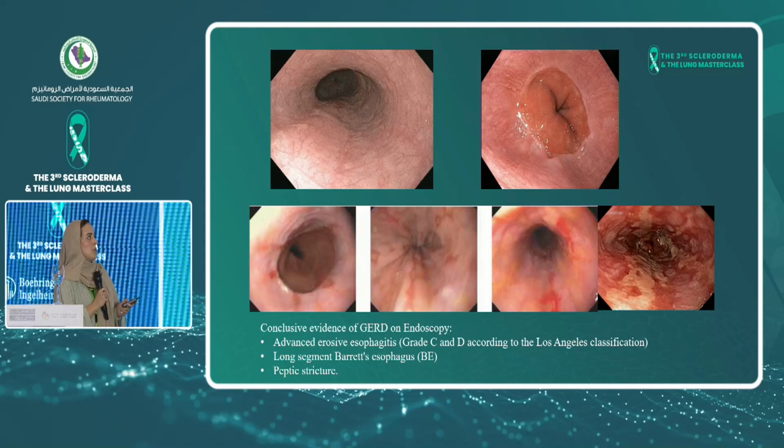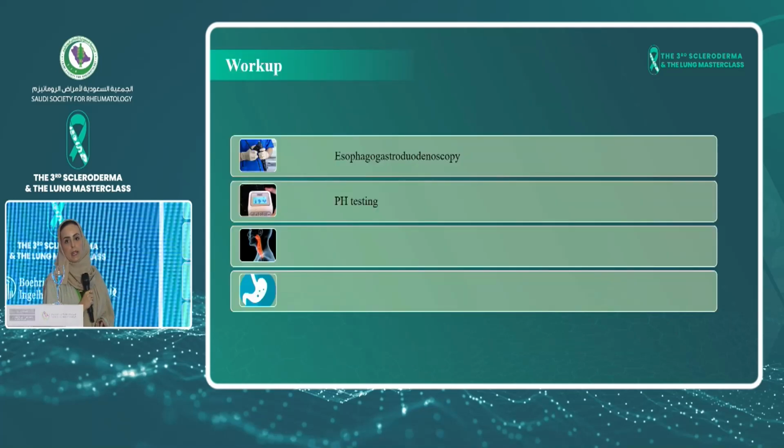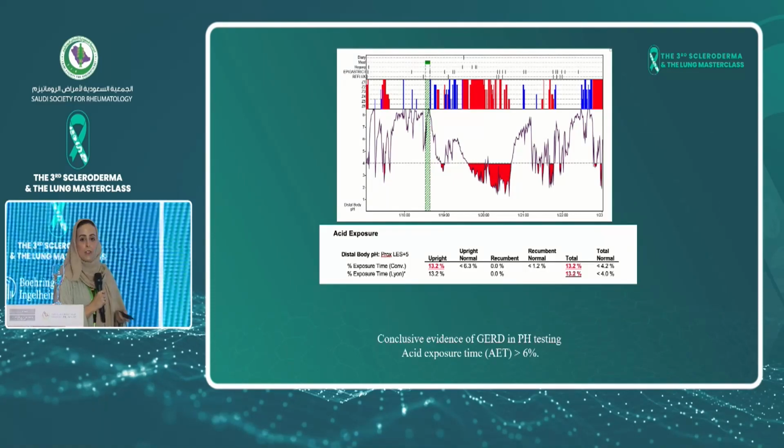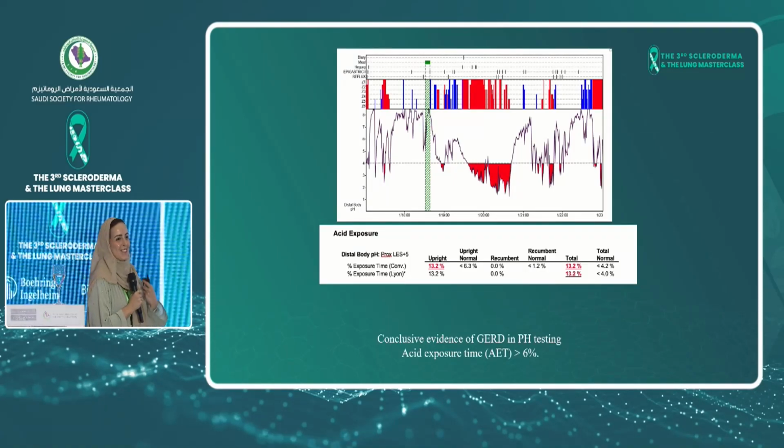If the patients have a normal esophagus or grade A, sometimes grade B, this is not enough to diagnose GERD, so you have to go with pH testing. pH testing is very simple. It's another, we love catheters, it's another catheter that goes down the patient's nose and measures the pH in the esophagus. The number we're looking for is above 6%. Acid exposure time above 6% is diagnostic.